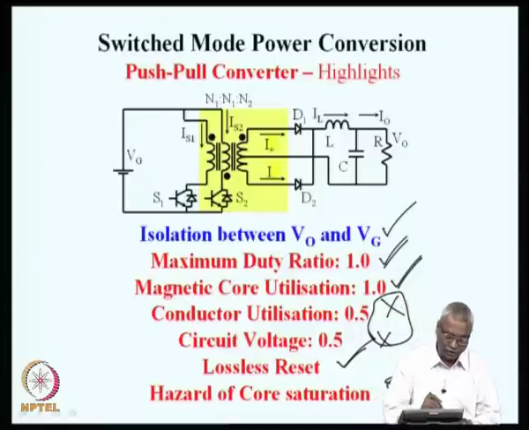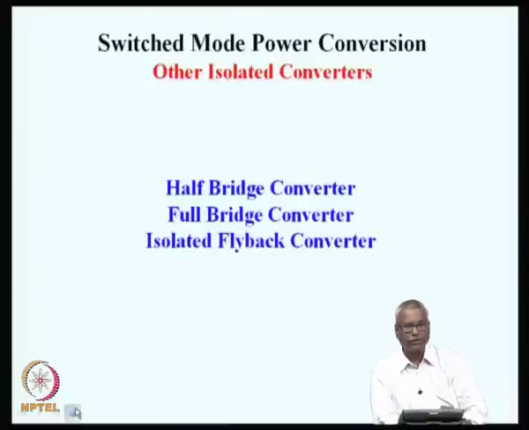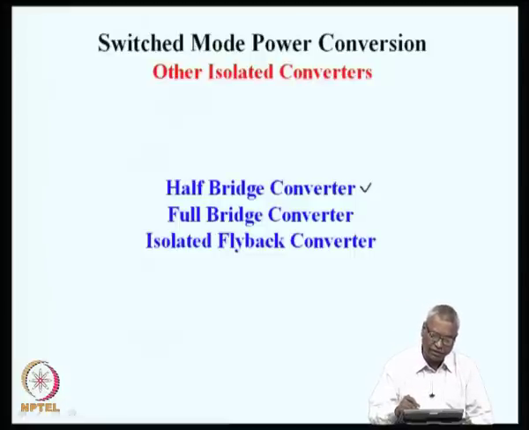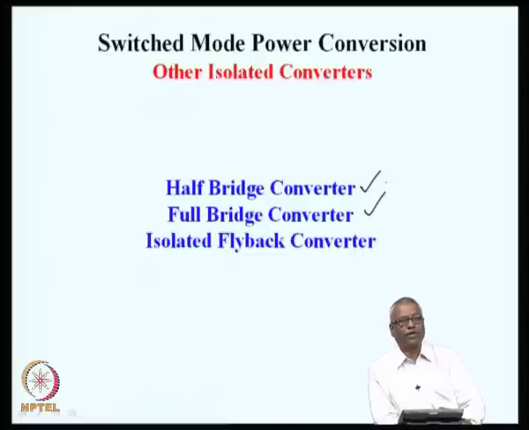Okay. So, let us see what are the other circuits. The next, the family of isolated converters has a few other circuit topologies. Out of them, the half bridge and full bridge are the important converters which are used for large power ratings. Full bridge is practically the only circuit which is used for very large power ratings.